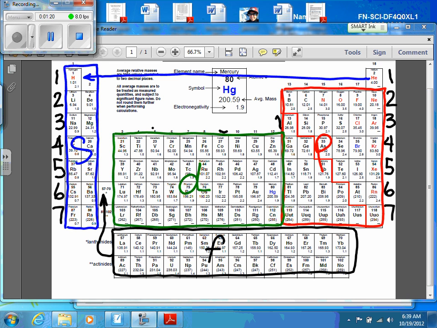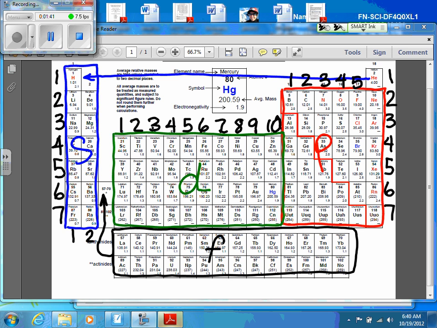The next thing we want to do is just number the columns. In the S block, this would be column 1 and then column 2. In the D block here, 1, 2, 3, and so on. Over here in the P block, 1, 2, 3, 4, 5, 6. And in the F block, we're going to go 1 to 14. So that is a periodic table all marked up to help us out with these electron configurations.